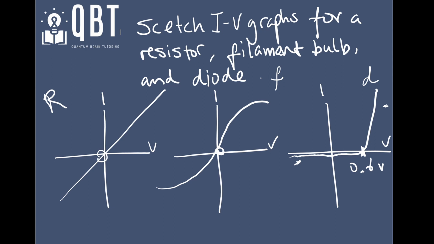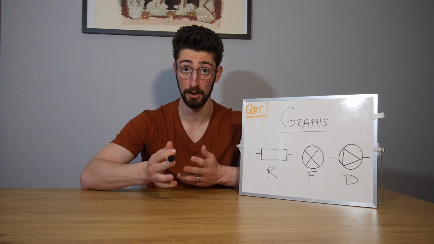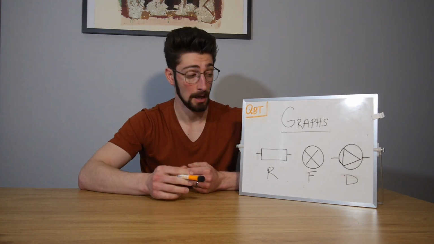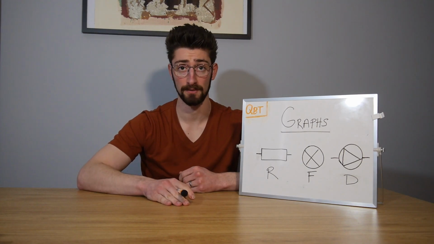So, a resistor is a straight line through the origin, a filament bulb is like an F shape through the origin, and a diode has a high resistance here, so there's a nice straight line here, and then it shoots up at 0.6 volts, because that's the threshold voltage. And that is how you draw the 3 IV graphs in your exams. Hopefully that's cleared up the graphs for you in a little bit more detail. Make sure that you learn them because they really are very valuable, very easy marks for you in your exams.